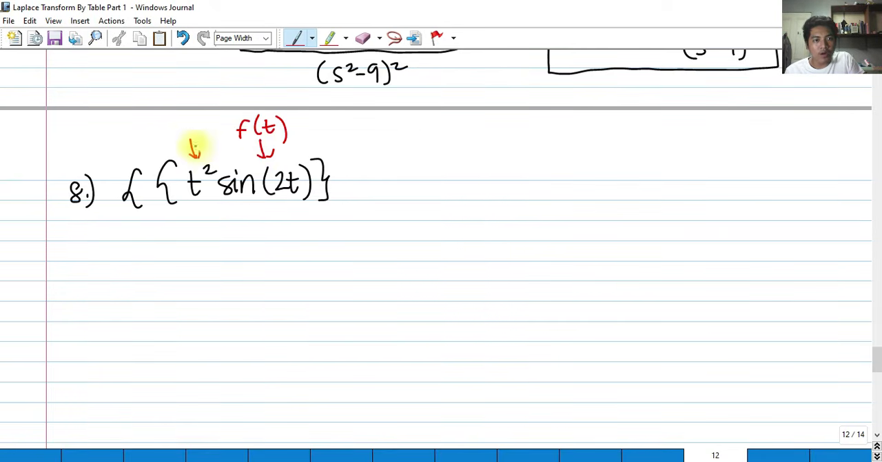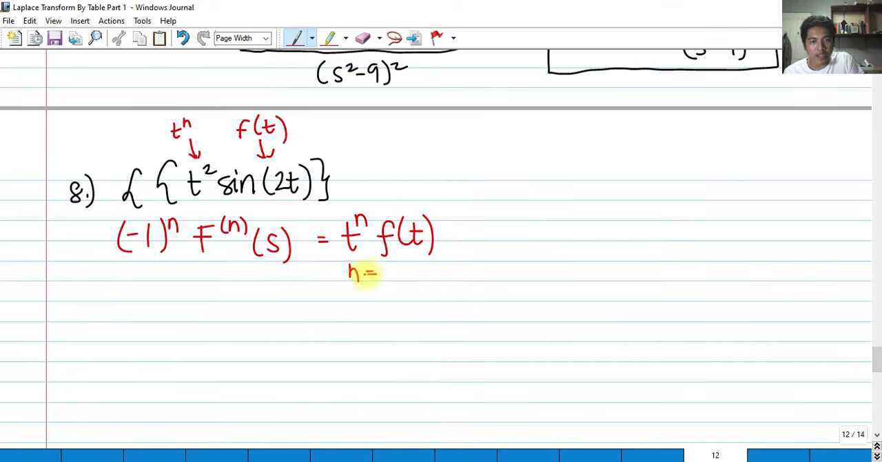So this is our t raised to n. If we apply the formula again, negative 1 raised to n times the nth derivative of F of s should be equal to the Laplace transform of t raised to n times f of t, where n is equal to 1, 2, 3, a positive integer. So this has the form of this. So the Laplace transform is this.